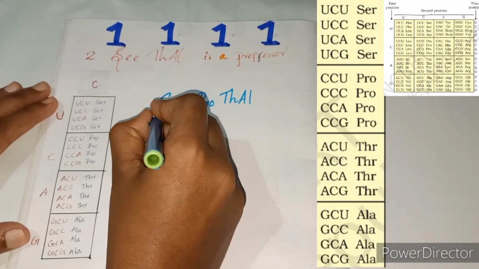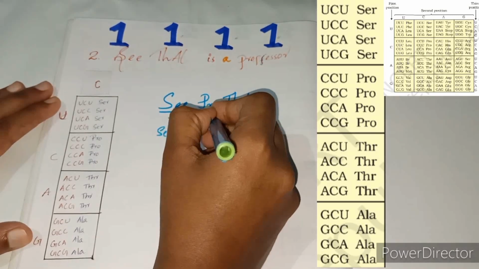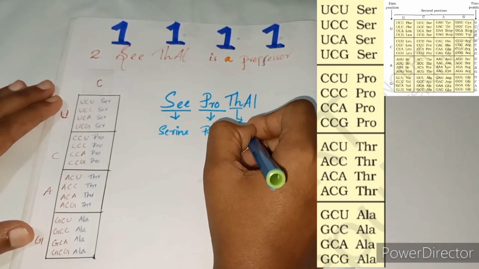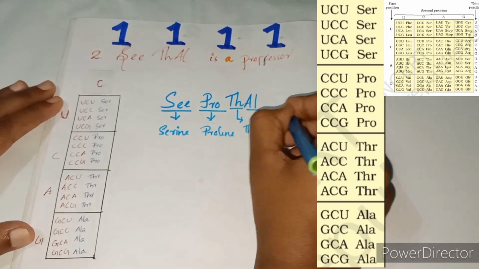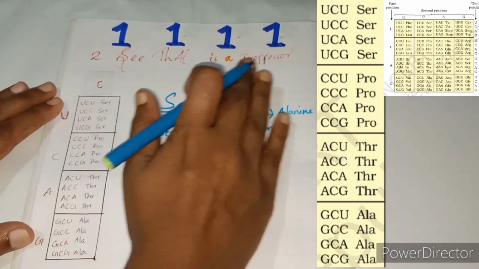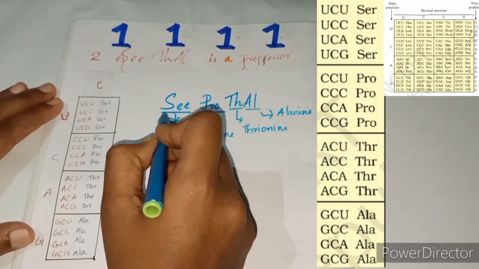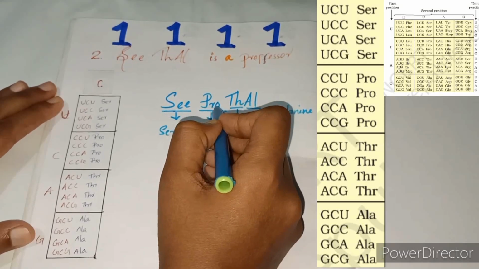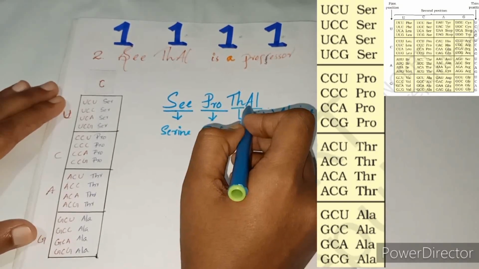That is, here SE codes for serine, pro for proline, TH codes for threonine, and AL for alanine. Once again, Seetal is a professor, but the pro in professor comes in between C and Thal. C pro Thal. SE for serine, PRO for proline, TH for threonine, and AL for alanine.